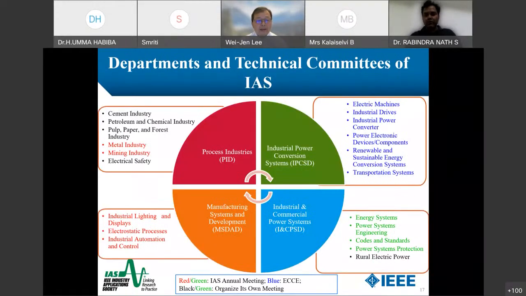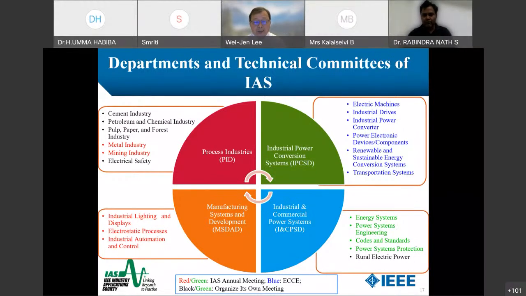And here we have 4 departments, and you can see that the Industry Application Society covers a wide range of topics. You look at the process industry, industrial power conversion, which relates to the power electronics side, industrial and commercial power systems, which relate the power system to the industry application, and you also have manufacturing systems and development. That is the lighting, electrostatic, and industrial automation and control.